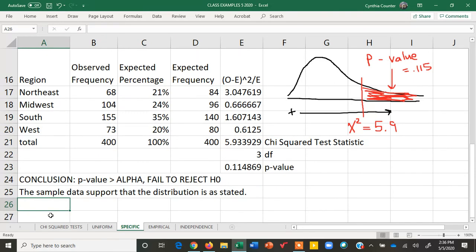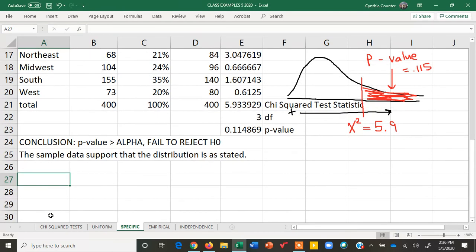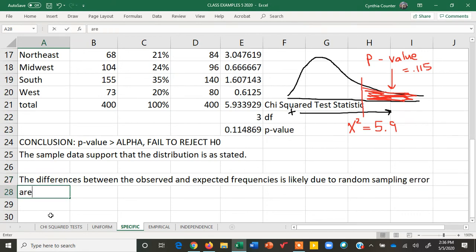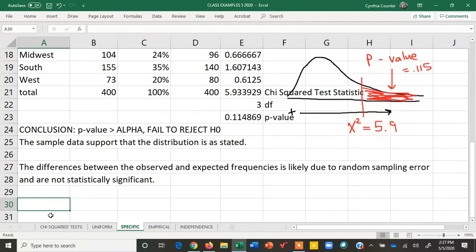All right. So that means the differences between the observed and expected frequencies were likely due to random sampling error and are not statistically significant. All right, and what type of error might have been made? Well, we failed to reject H naught. So since the null hypothesis is supported, we have a possible type 2 error, because it could be that the null hypothesis is actually wrong, although we supported it.